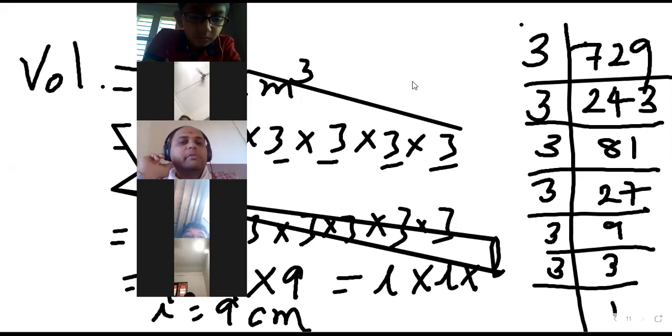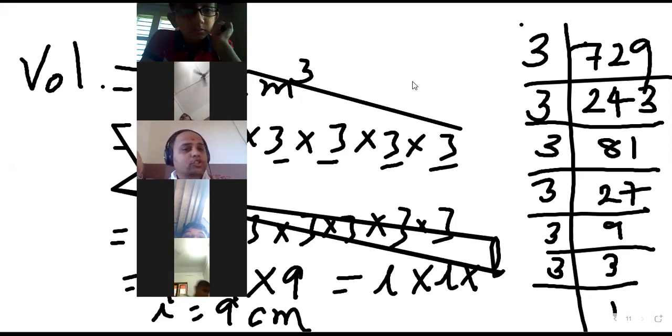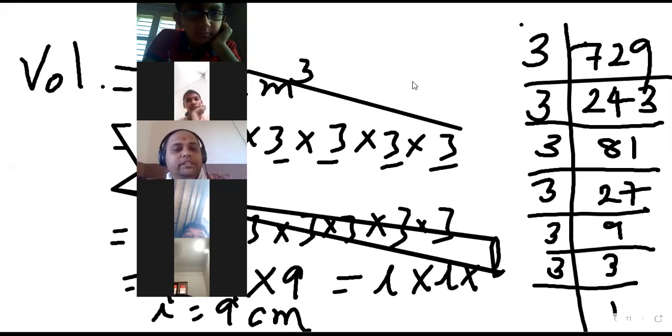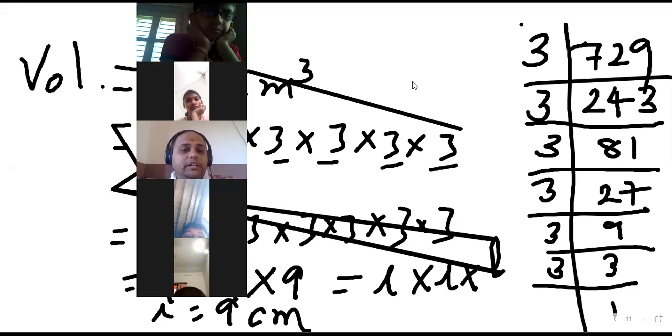729, is it divisible by 2? First we have to check for divisibility by 2. Is it divisible by 2? Yes or no? No. So we go for 3. Is it divisible by 3? We have to check the addition. Addition comes to 18, and 18 is divisible by 3. So this number is divisible by 3. So we will have to do the division here. Okay, let's see.